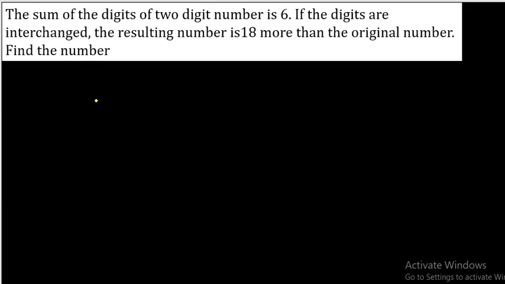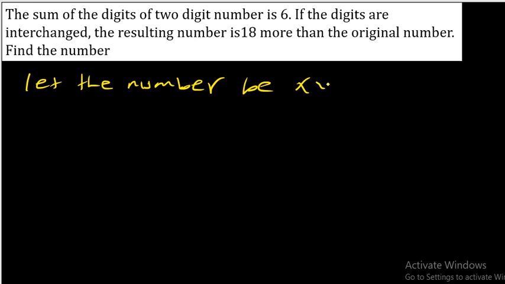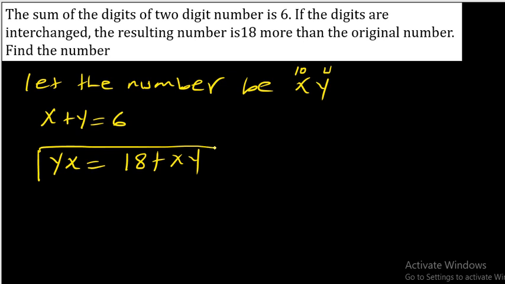Okay. The next question says the sum of the digits of a two-digit number is 6. Let the number be xy. Assume this is a two-digit number. We know that this is the tens place, this is the unit place. The sum of the digits, that means x plus y, is equal to, given to us, 6. If the digits are interchanged, the resulting number is 18 more than the original number. That means yx is equal to 18 plus xy. We are also given this information.